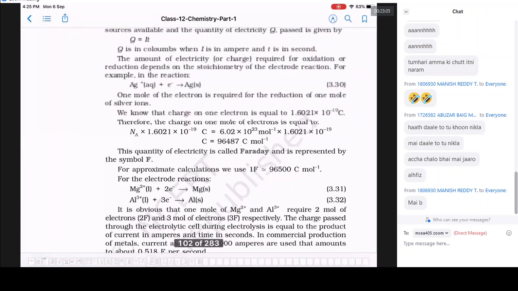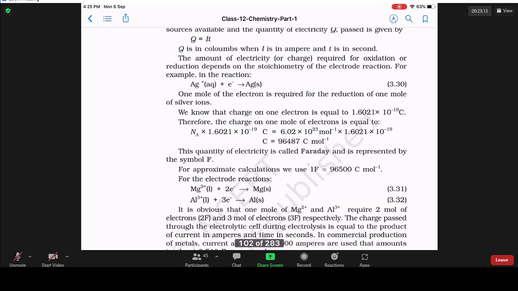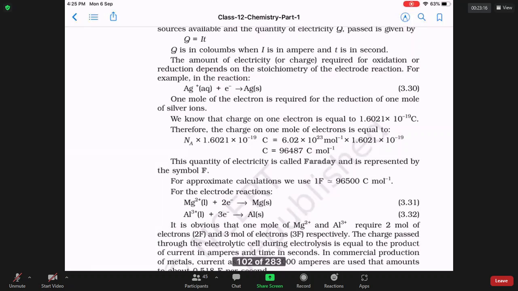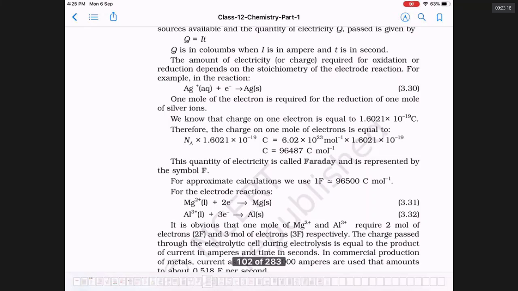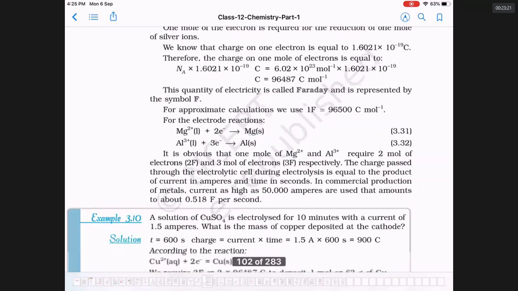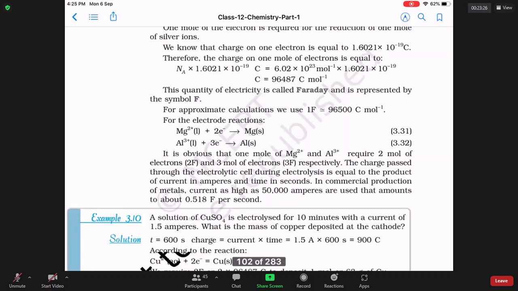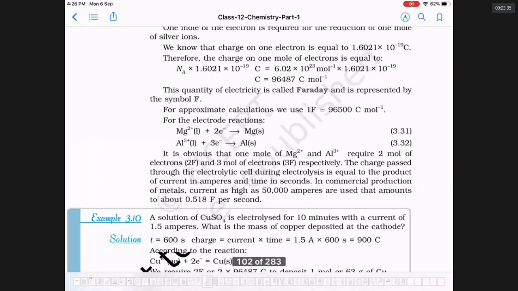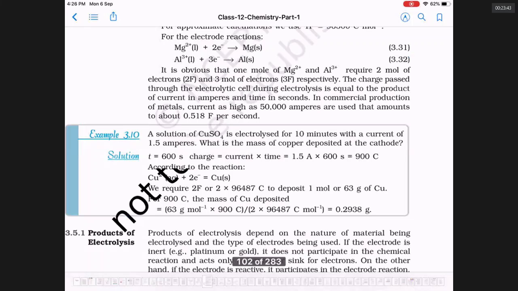According to the second law of Faraday, when the same charge is passed through different electrolytes, m1/m2 = E1/E2, where capital E1 and E2 represent the chemical equivalent weights of the elements produced. The equivalent weight of magnesium, when Mg2+ gains 2 electrons to become magnesium, is atomic weight by 2. The equivalent weight of aluminum, when Al3+ gains 3 electrons to become aluminum, is atomic weight by 3. For the passage of 1 Faraday charge through any electrolyte, you get only one equivalent weight of the element. There is a standard problem 3.10 you can see.